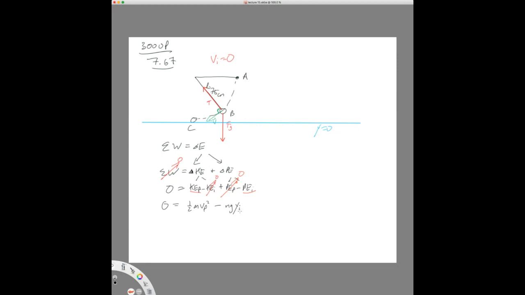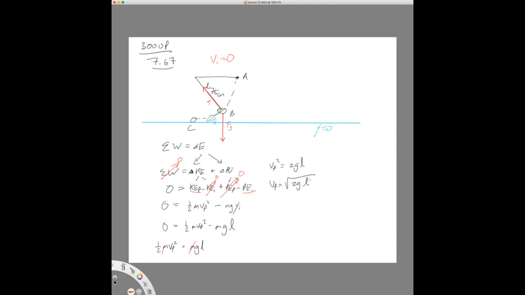In this case, my y initial would just be whatever the length of the string is. So we could write that out: m times g times L. And we are trying to solve for the final velocity. So we just rearrange: 1/2 m v final squared equals m g L. The masses cancel, and a little more algebra gives us v final squared equals 2 times g times L. And v final is the square root of 2 times g times L.